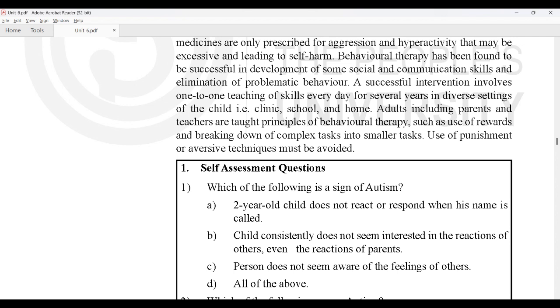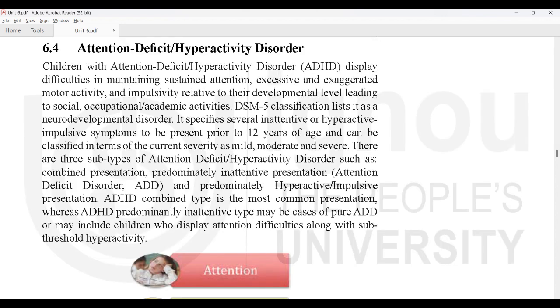Adults, including parents and teachers, are taught principles of behavioral therapy, such as use of rewards and breaking down of complex tasks into smaller tasks. Use of punishment or aversive techniques must be avoided.